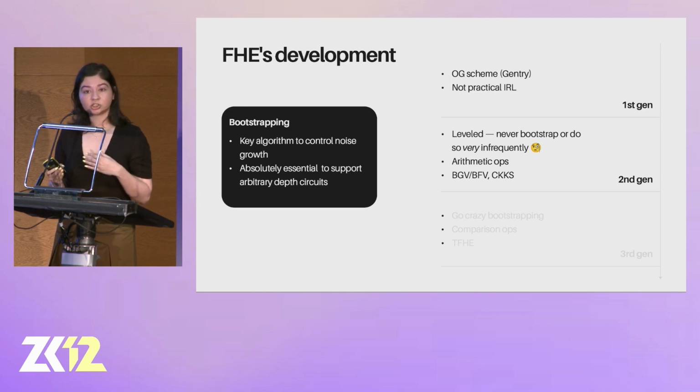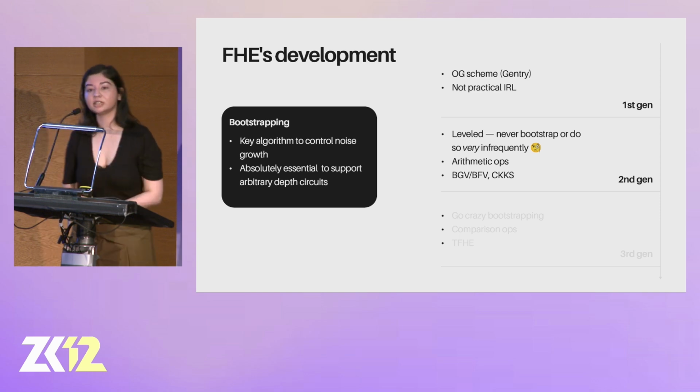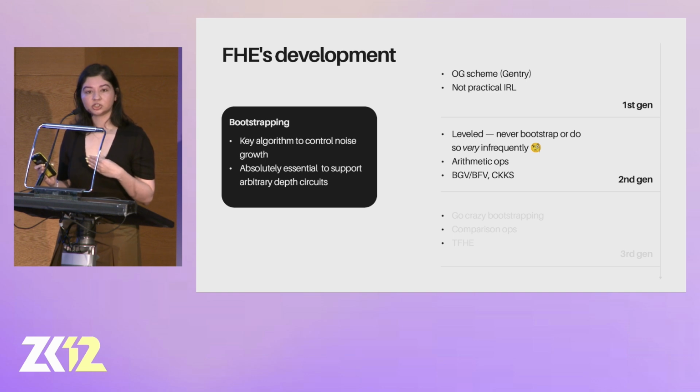So the second generation of FHE comes along in 2011, 2012, and it tries to avoid bootstrapping entirely. So the idea for second generation schemes is we're going to work with a leveled scheme where at no point are we going to use bootstrapping, and we can only support computations up to a certain depth. After that point, we're basically screwed. The good thing about these schemes is that they're really, really good with arithmetic. So if you're looking to add, multiply ciphertext together, this is the way to go.